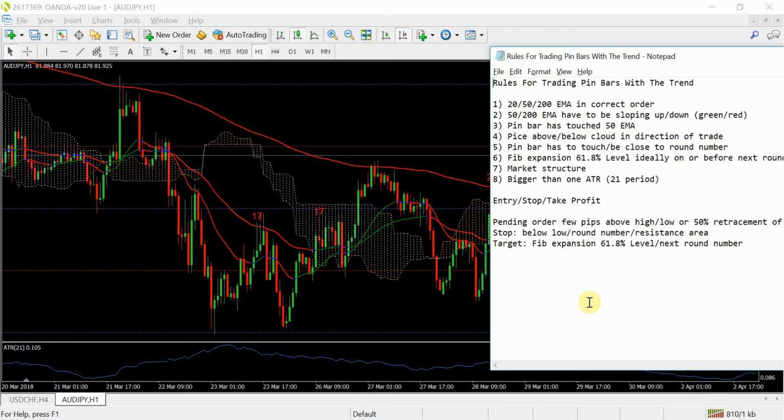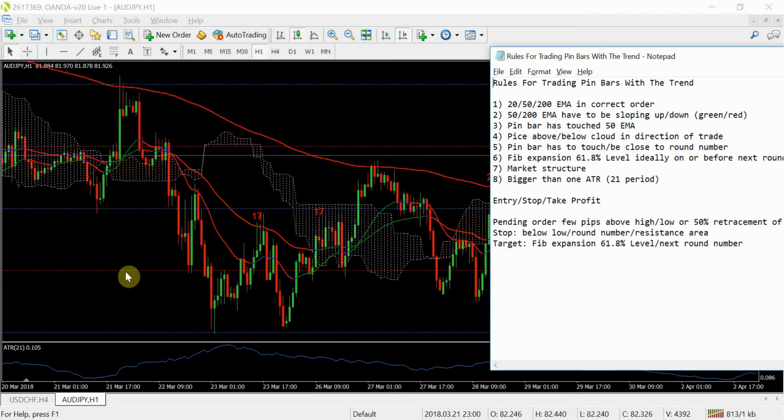So here we go. The first thing that will happen for a pin bar to be shown is that the 20, 50, 200 EMA are in the correct order. And what I mean by the correct order is that if it's a sell signal, it should be the 20, the 50, and the 200.